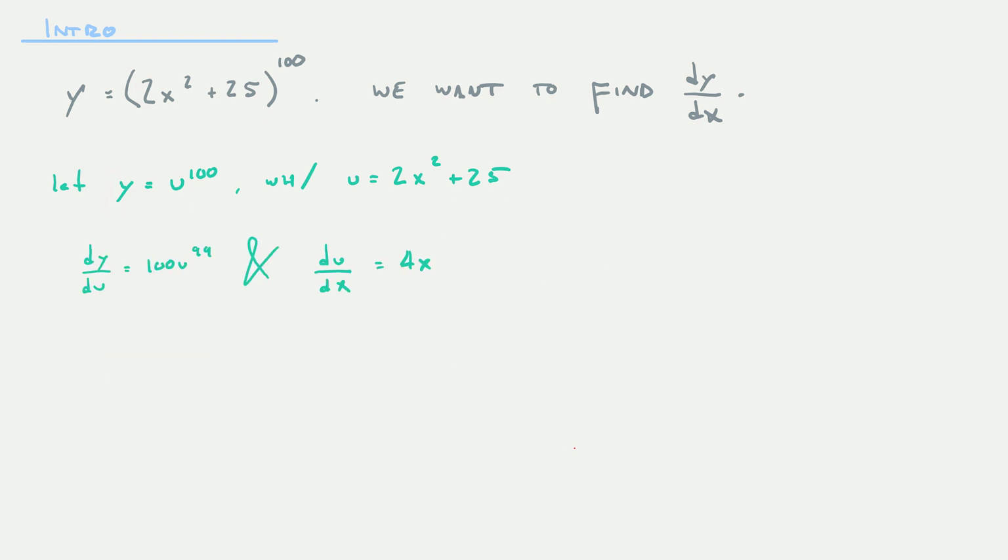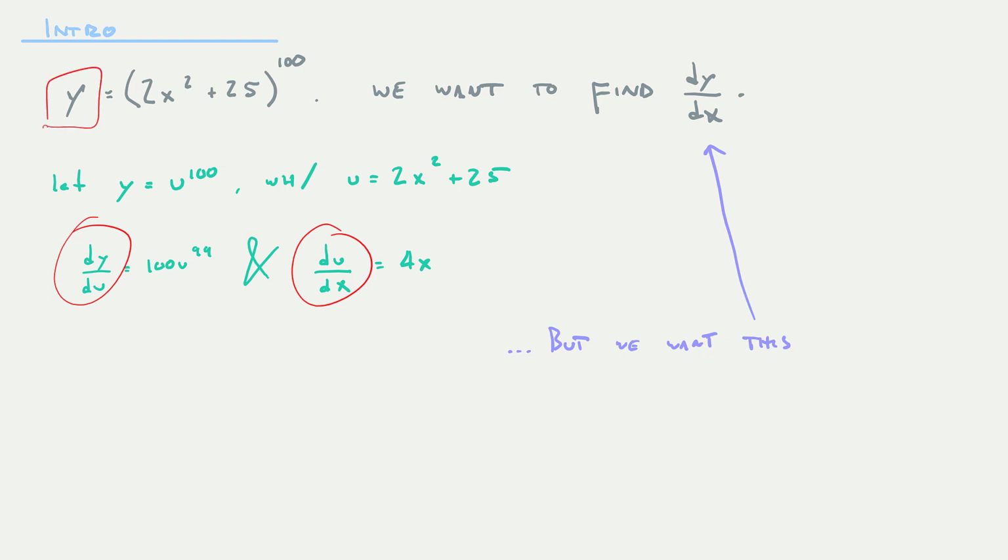Here we go. Dy du is going to be, just with power rule, 100u to the 99, and du dx, the derivative of u with respect to x, is just power rule stuff. It's just 4x, and then this goes to 0 because it's a constant. But what we want is dy dx. We don't have that right now. We have dy du, and we have du dx. How are we supposed to find dy dx, which is the derivative of this thing?